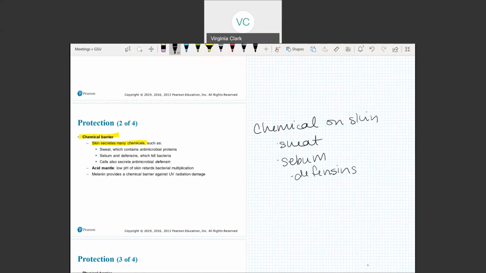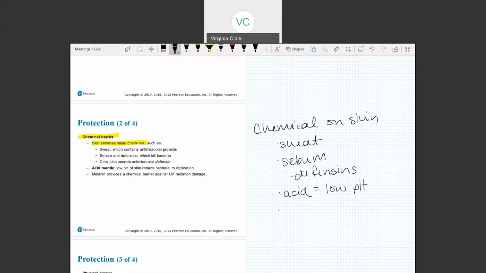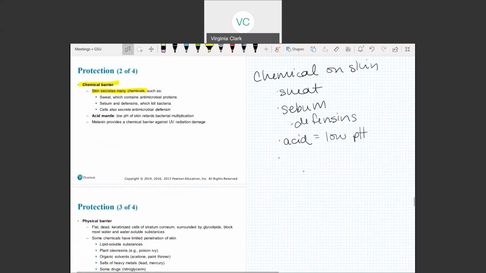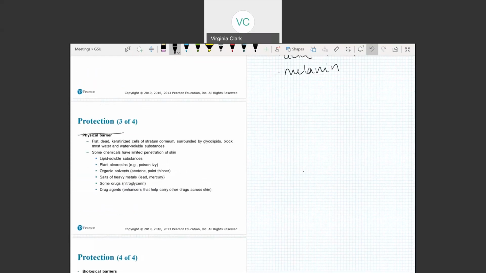But you're also going to have an acid mantle, and you're going to have essentially a low pH of your skin. So it's got an acidity to it. And then also, we talked a lot about the melanin, that protection of the DNA. That is technically considered a chemical. So melanin would fall into this category as well. When we're talking about physical protection is the actual skin cells themselves. So those are all going to be a physical protection.